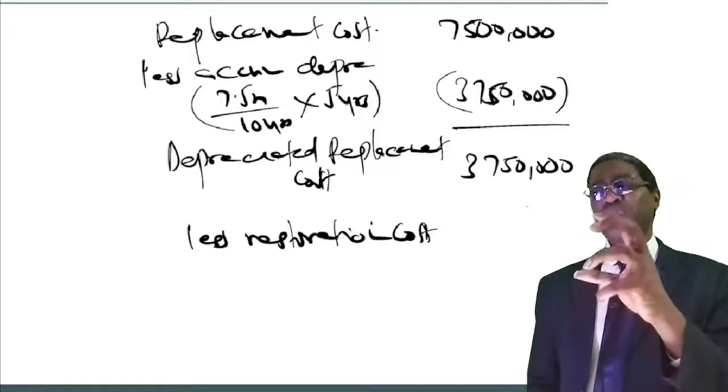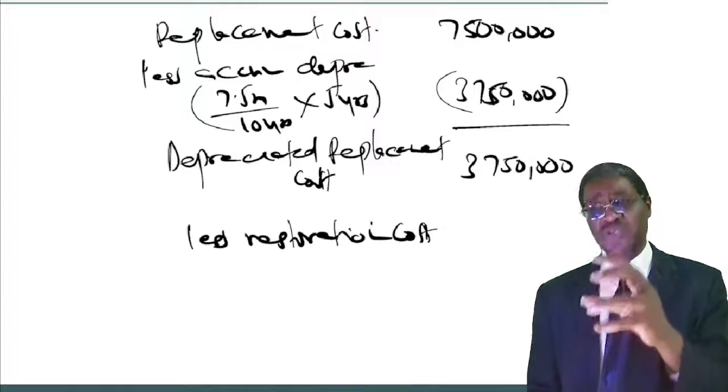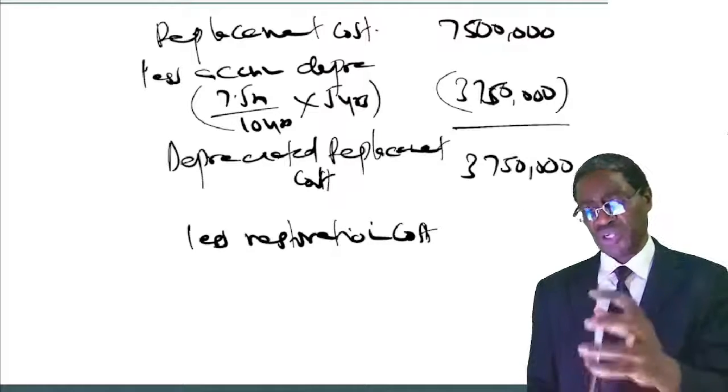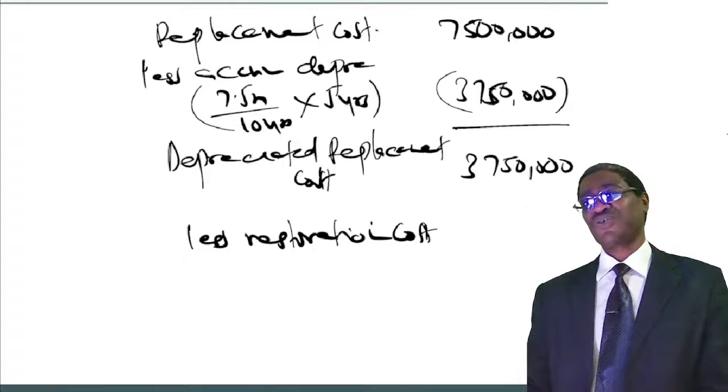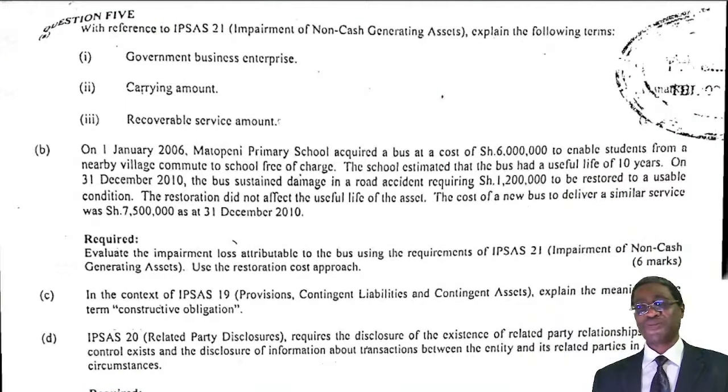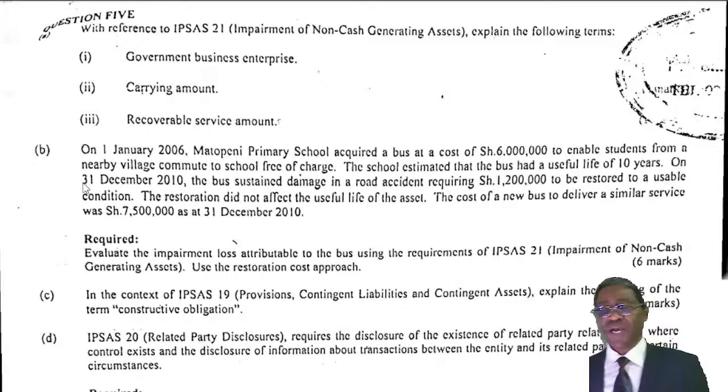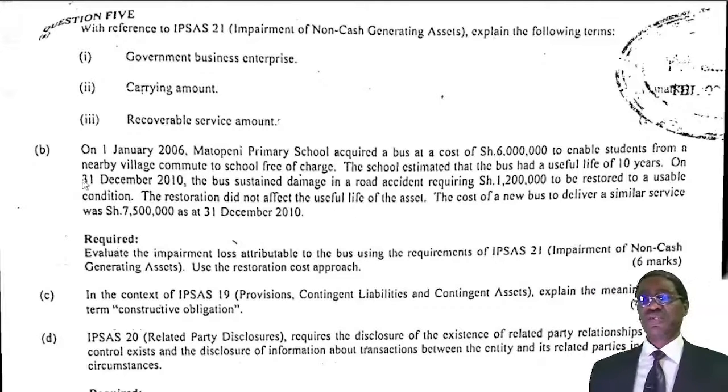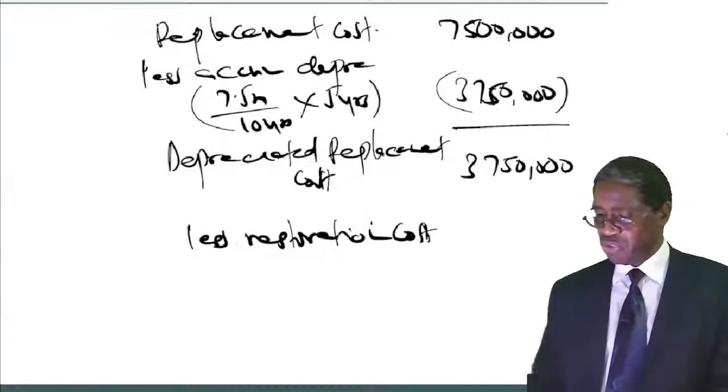It says, to restore the bus to a usable condition, what is the restoration cost? Let's go back to the question. I think it's the third line in part B. The third line says the bus sustained damage in a road accident requiring 1.2 million to be restored to a useful or usable condition. Good. So the restoration cost is 1.2. Let's deduct that 1.2.